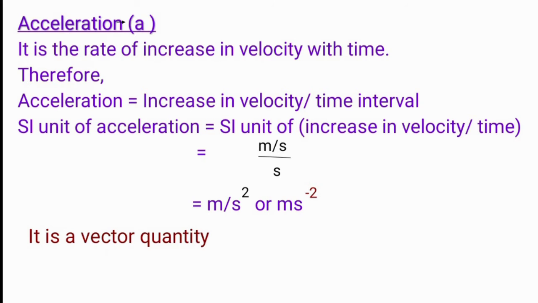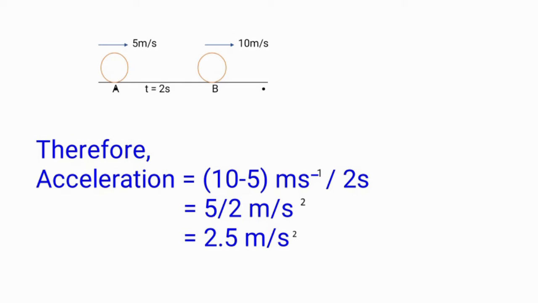In this example, as the body moves from A to B, its velocity increases from 5 meter per second to 10 meter per second in 2 seconds. So therefore, its acceleration is the increase in velocity by time, which equals 2.5 meter per second square.